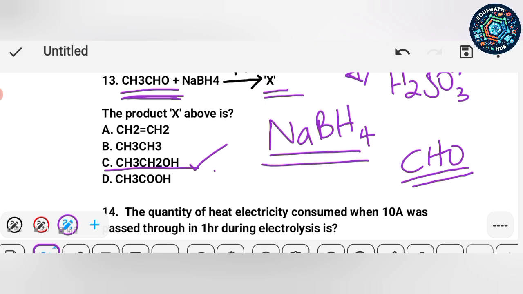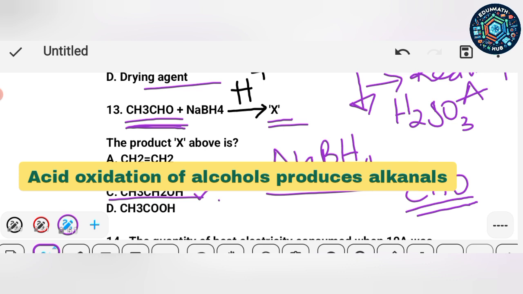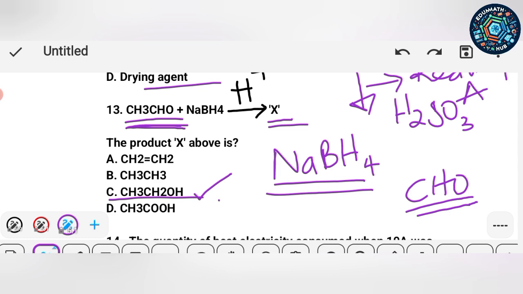Just to add something to this question, if you reverse this reaction, that's if you oxidize your alcohol, you're going to get what is called alkanal. So just keep that in mind in case JAMB changes the question for you in the main JAMB exam on 25.